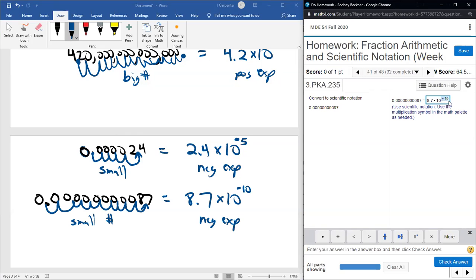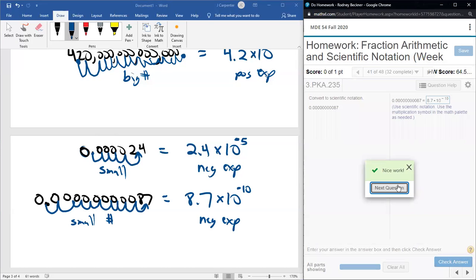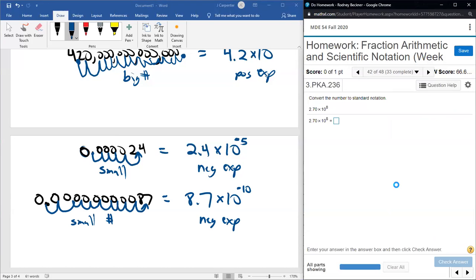By the way, if you're wondering how I made that exponent without clicking on the mouse, I hit Shift and 6. That's the caret button, which makes an exponent. Again, Shift and 6. And we got it right. I didn't have to do the Shift 6 though. All right, back to converting to standard notation.